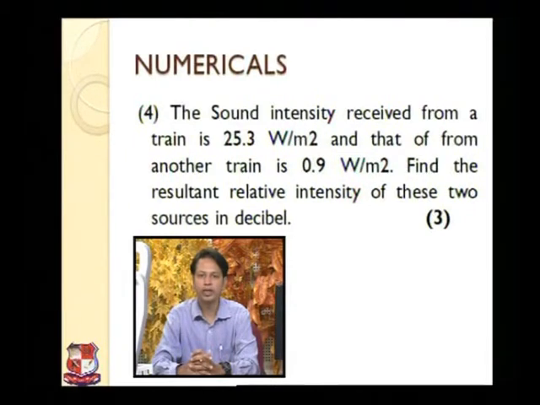I repeat, sound intensity received from a train is 25.3 watt per meter square, and that from another train is 0.9 watt per meter square. Find the resultant relative intensity of these two sources in decibel. In this numerical, you can see that we have given the values of two sound intensities from two different sources. That is, I1 is equal to 25.3 watt per meter square, and I2 of another train is 0.9 watt per meter square.